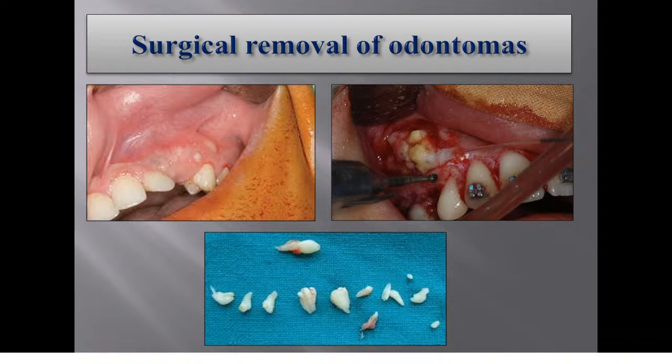Odontomas are easily enucleated, and adjacent teeth that may have been displaced are seldom harmed by the surgical excision because they are usually separated by a septum of bone. But sometimes, due to extension of odontomas, the adjacent tooth may be disturbed by removal, of course. And here on this slide you can see a removed odontoma. It's a complex one. You can see different tooth-like structures or hard tissues of the tooth.